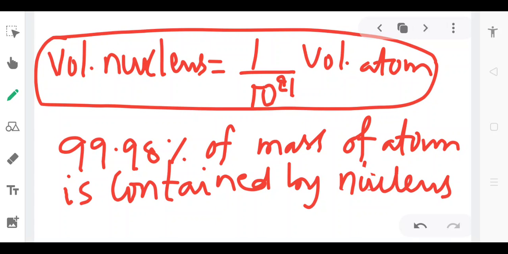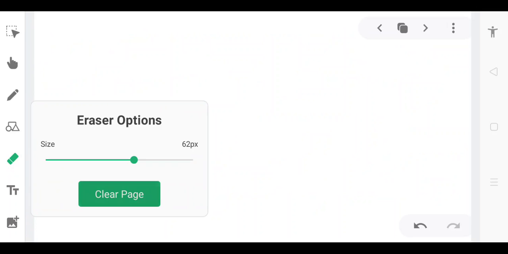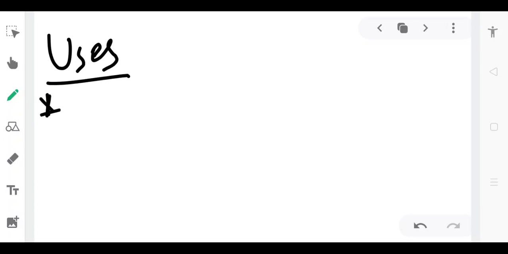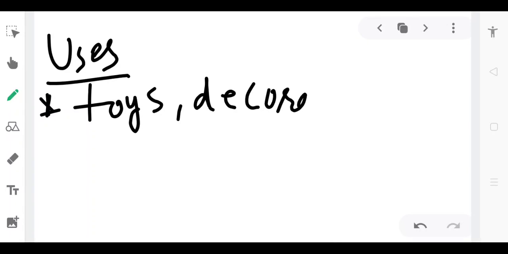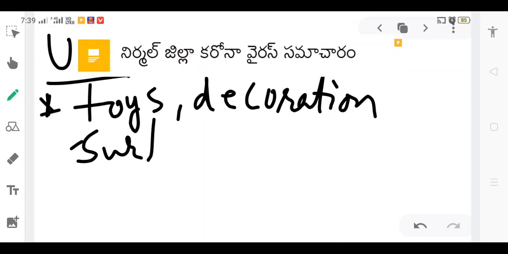And what are the uses of plaster of Paris? First, plaster of Paris is used for making toys. Next, material for decoration. So plaster of Paris can be used for decoration purposes. And after that, to make surfaces smooth.